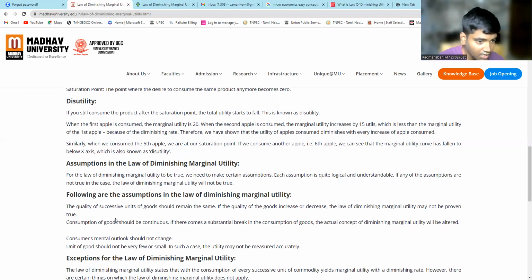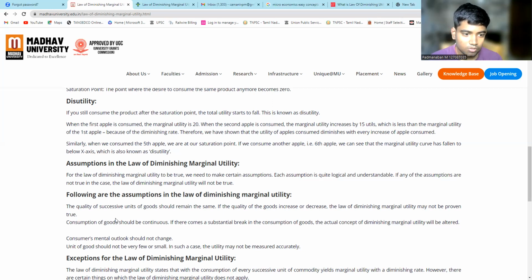Consumption of goods should be continuous. If there is a substantial break in the consumption of goods, the actual concept of diminishing marginal utility will be altered. So, while consuming a commodity, we should not take any break. Otherwise, it will alter the desire of the particular person who consumes the product. Then the law of diminishing marginal utility cannot be applied.